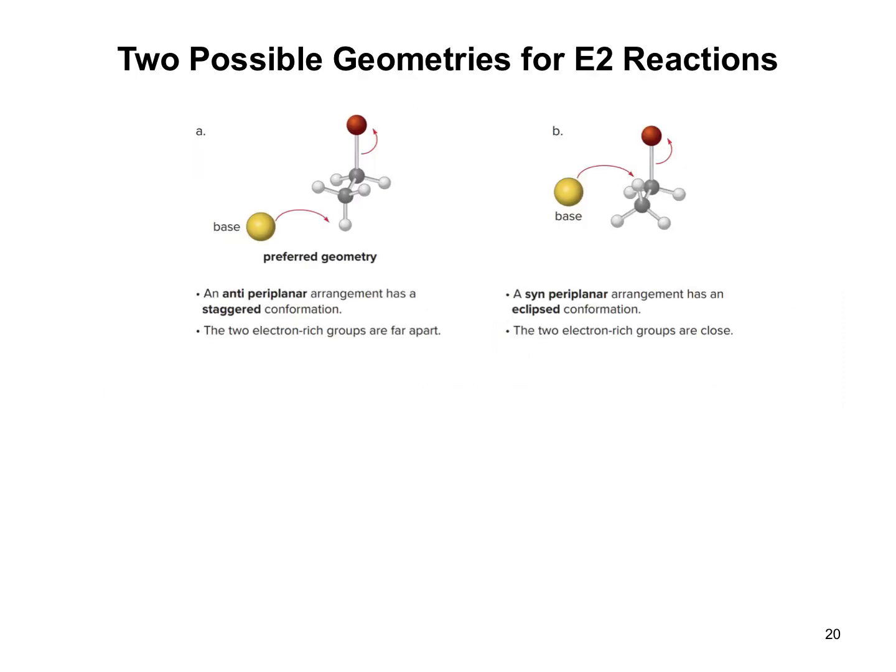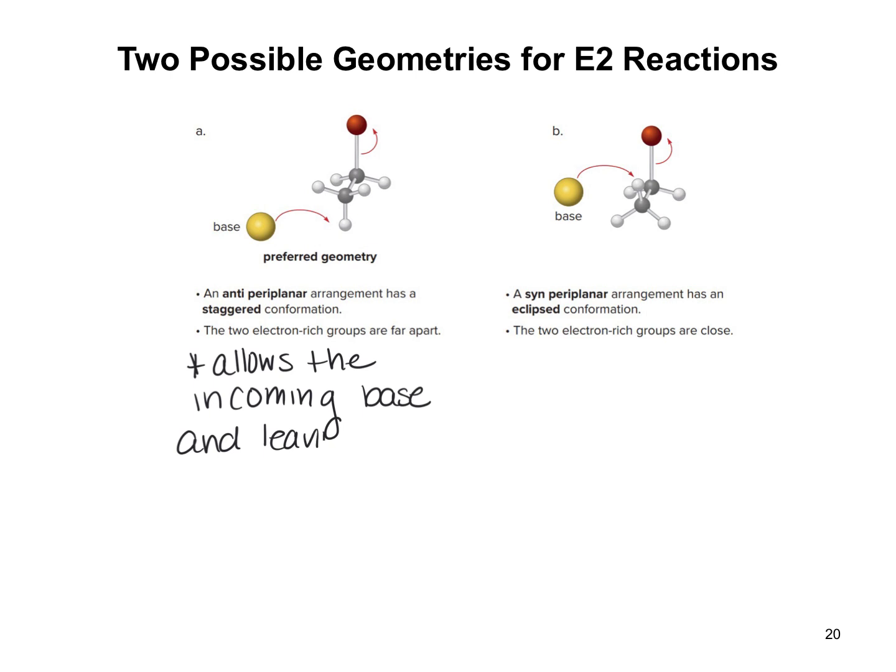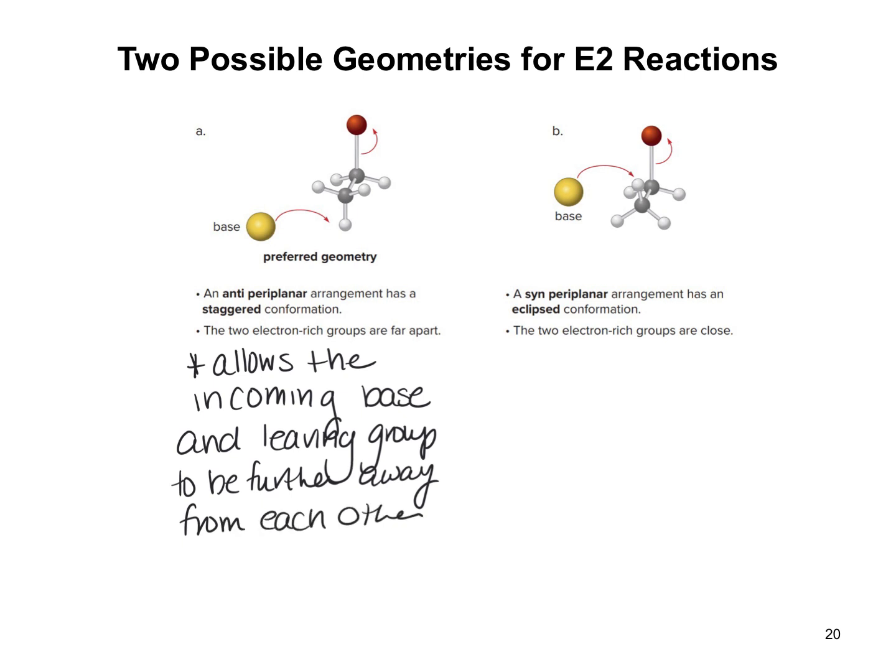So what we find is that this arrangement allows for the molecule to react in the lower energy staggered conformation and allows the incoming base and the leaving group to be further away from each other, okay?